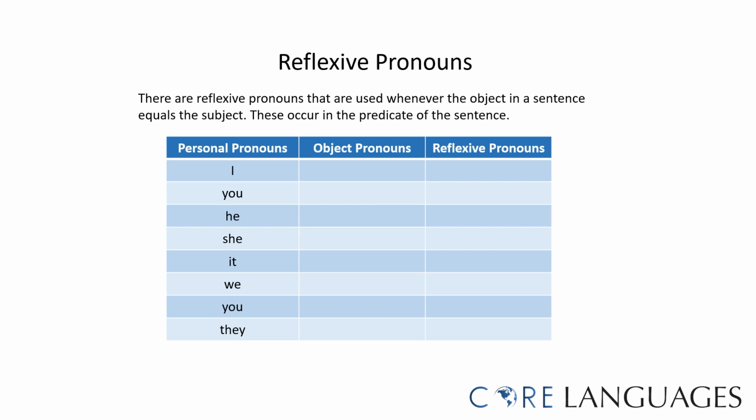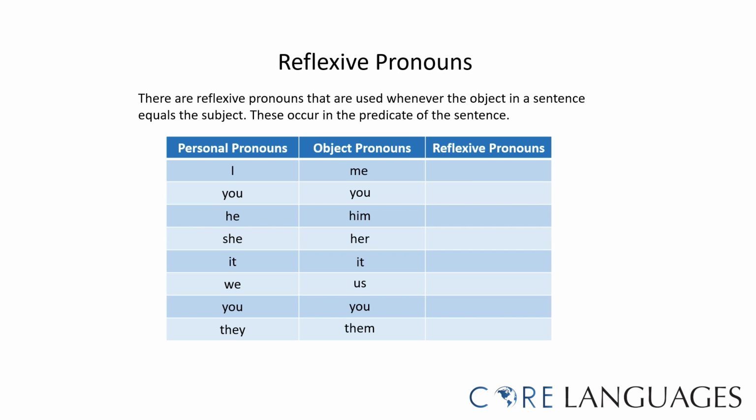Let's first review the object pronouns, which is when the subject and the object are not the same. I, me. You, you. He, him. She, her. It, it. We, us. You, you. And they, them.